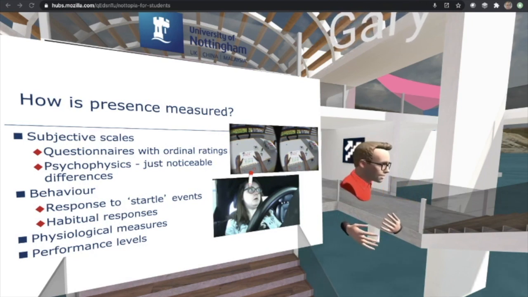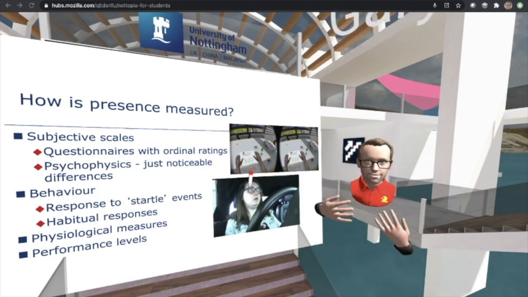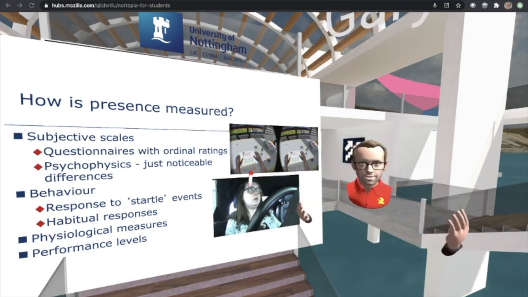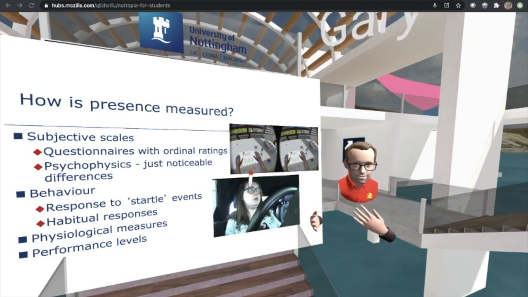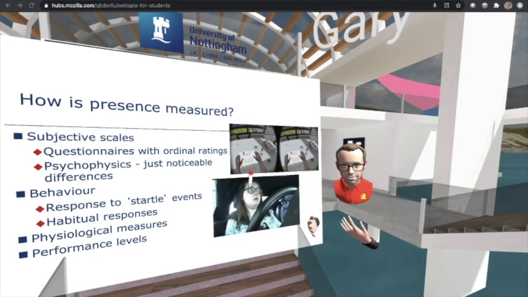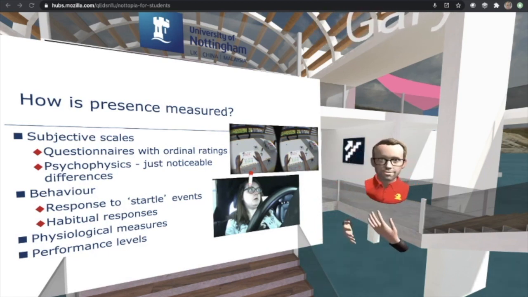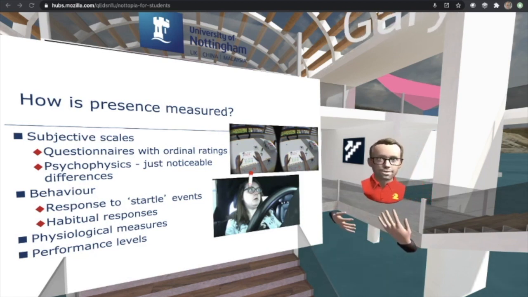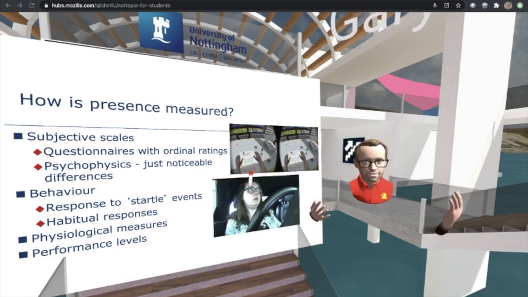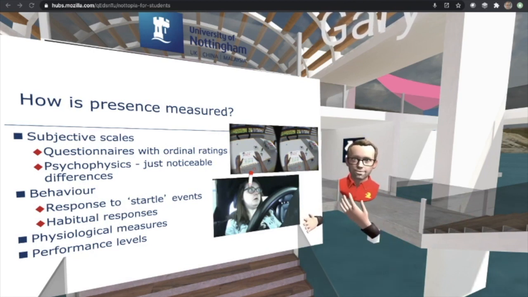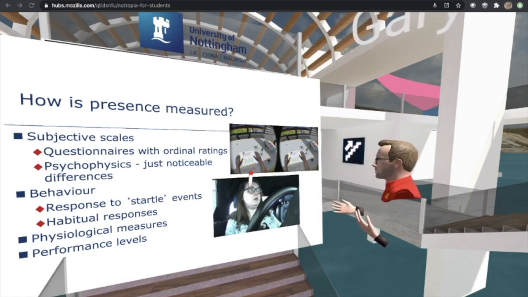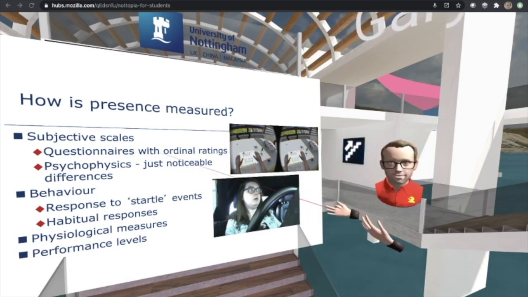Okay, so the last couple of slides are really about the measurement of presence as a concept, and this is important if we're doing studies and we want to understand the outcomes associated with our designed virtual reality simulation experiences. Not surprisingly, because presence is a subjective construct, the most common approach used for measuring presence is questionnaires. And there are a number of different questionnaires with ordinal ratings, and I'll show a few examples of these in a few minutes.